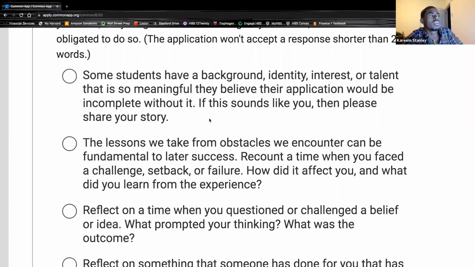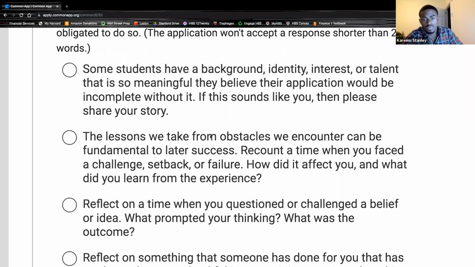Perfect. So some students have a background, identity, interest, or talent that is so meaningful, they believe their application would be incomplete without it. If this sounds like you, then please share your story. So remember, the personal essay is about you. So for this type of essay, you're talking about something that's unique to your experience that, in growing up, really kind of painted who you are as a person. So some type of background, identity, interest, or talent. You can write about things ranging from musical talent to what you identify as a human being, or a variety of things.